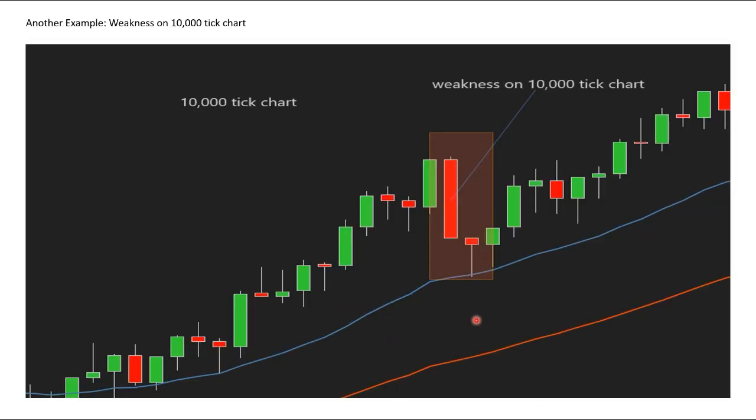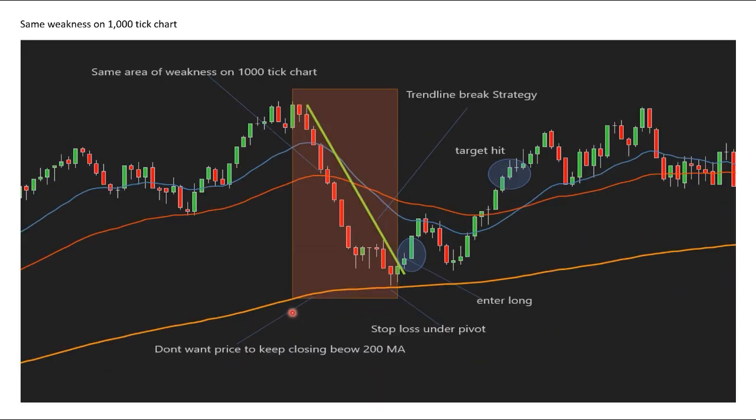Okay, so this is behaving properly. We see weakness. We see weakness. It's behaving properly on the 10,000, so we take it on the 1,000 trend line break at a Fibonacci level or at the 200 moving average support. And we go as far up as we can.